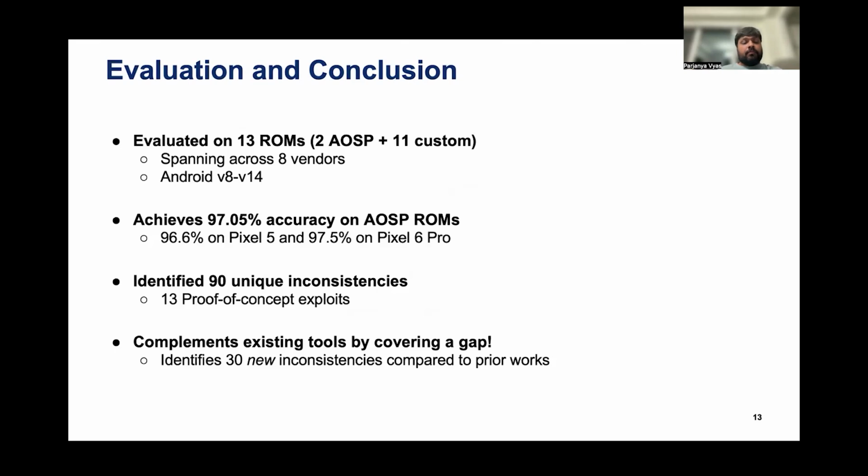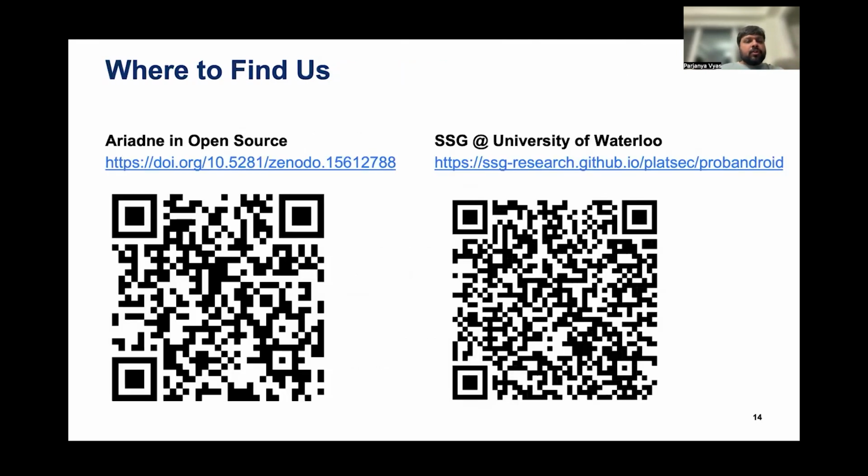When we do this comparison, we found that Ariadne identifies 30 new inconsistencies compared to prior ones. So this concludes my presentation on Ariadne. More details are there in the paper.